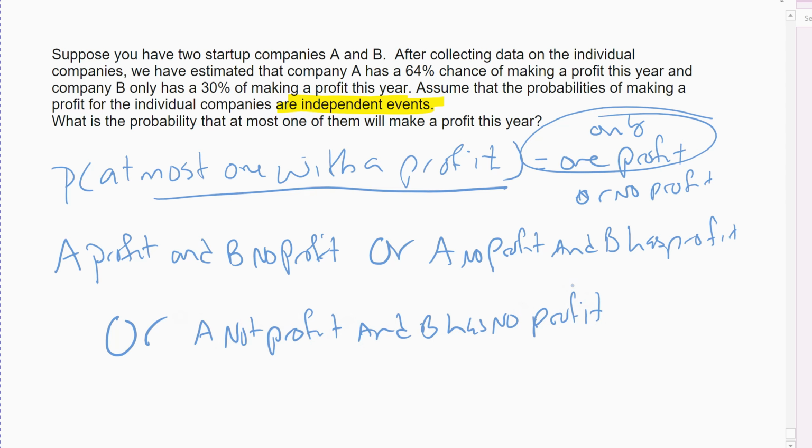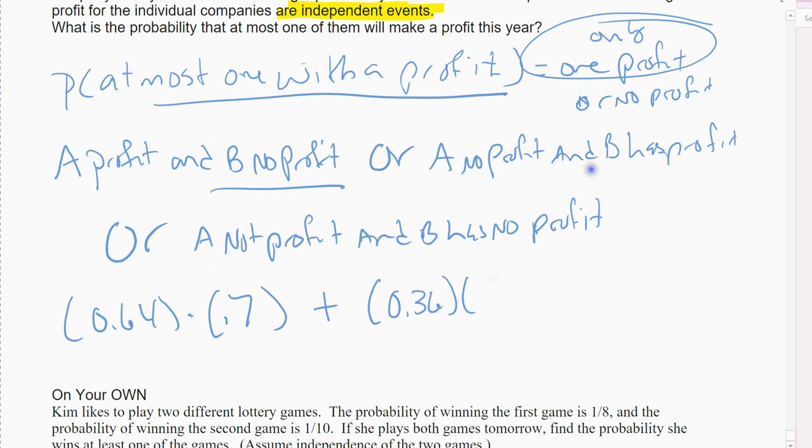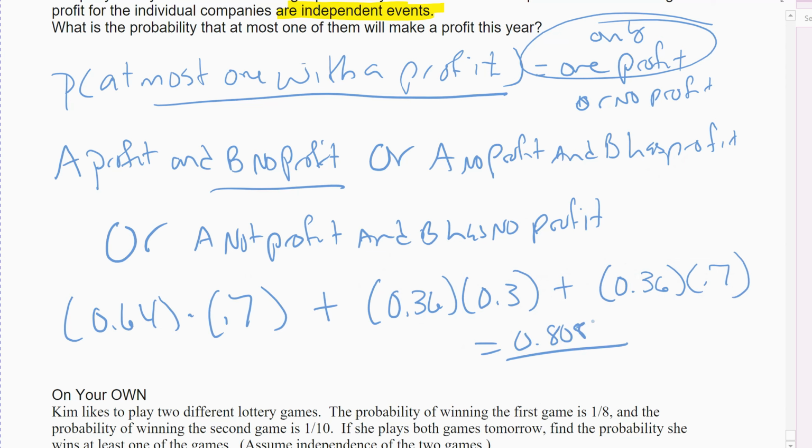So this would be, if you didn't use the complement, you have to have those 3 cases, and you'd add and multiply accordingly. And so A has a profit was 0.64 times B with no profit, which would be 0.7, plus the outcome A has no profit, which would be 0.36, times B has a profit, which would be 0.3, and then add the last case. Neither one of them have a profit, which would be 0.36. A is not profitable, and B is not profitable. If you multiply and add that correctly, it'll come to the same answer we got before. All right, 0.808.